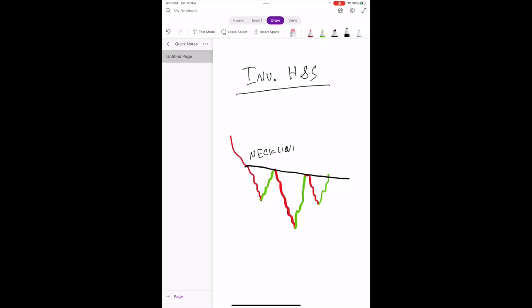So once this neckline breaks out with a nice bullish candle, we consider this to be the left shoulder, head and right shoulder. So we measure this distance and place it here, that will give us the target, and always we go target by 2. So that will be the first target, and the entire length will be the second target. That is how inverted head and shoulders are formed and measured.